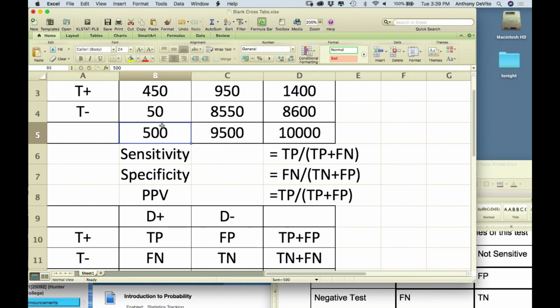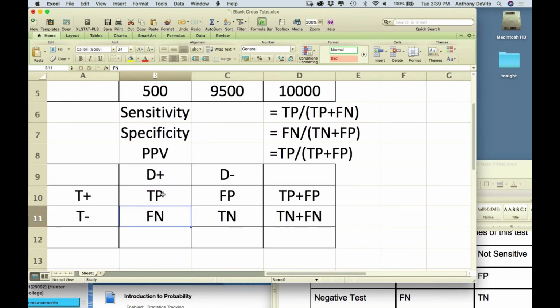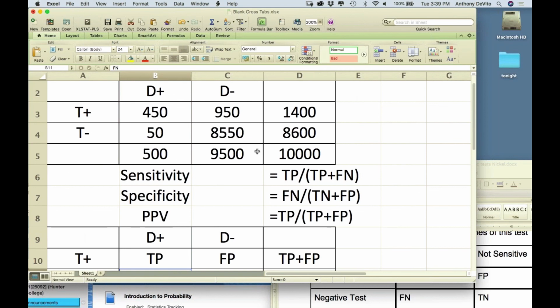People that have the disease are the sum of the true positives and the false negatives, right? This column represents all the people that have the disease, right? So it includes the true positives and the false negatives. So the sensitivity is equal to the true positives, 450, over the true positives plus the false negatives. In other words, 450 over 500, or 90%. Sensitivity of the test is 90%.